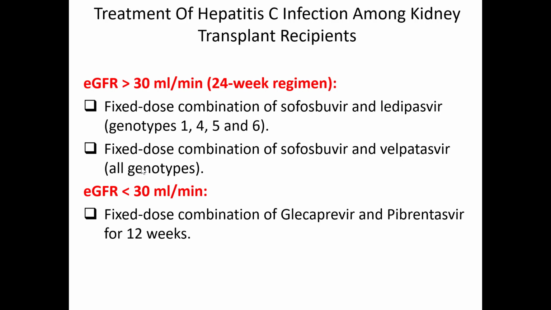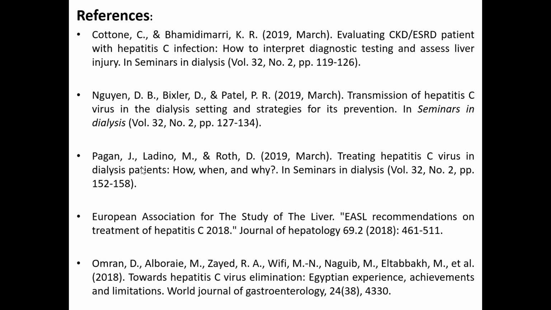Regarding treatment of hepatitis C infection among kidney transplant recipients, in case of estimated GFR above 30 ml per minute, we can use a 24-week regimen of fixed dose combination of sofosbuvir, ledipasvir for genotypes 1, 4, 5 and 6, or fixed dose combination of sofosbuvir and velpatasvir for all genotypes. If the patient's estimated GFR is less than 30 ml per minute, they recommended fixed dose combination of glecaprevir and pibrentasvir for 12 weeks. Thank you.